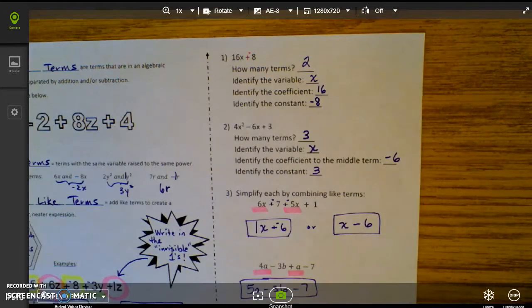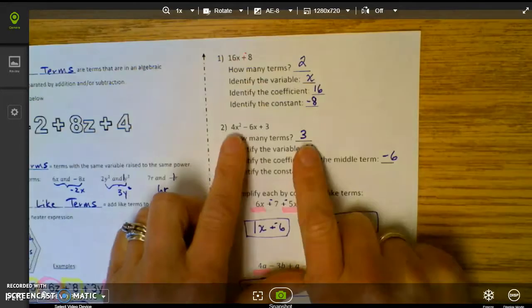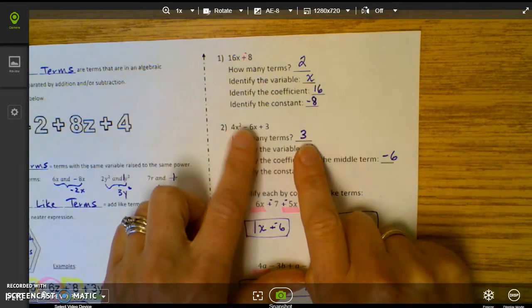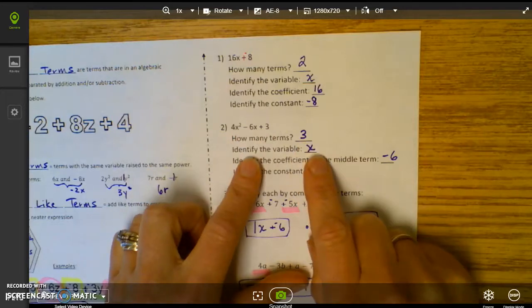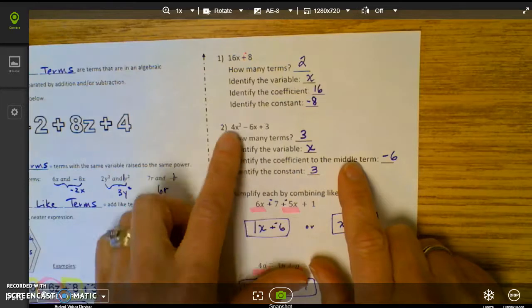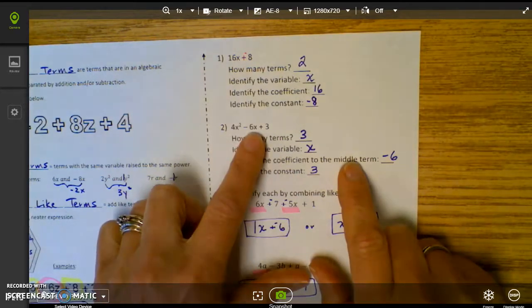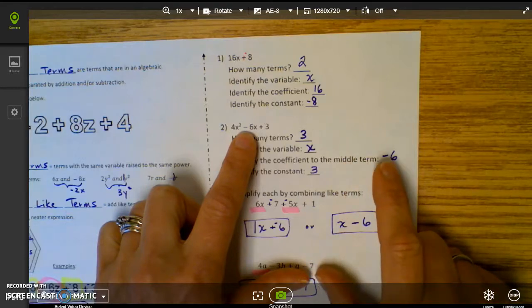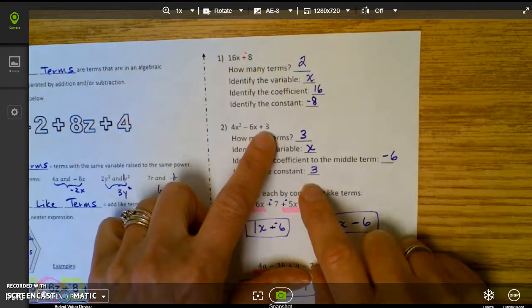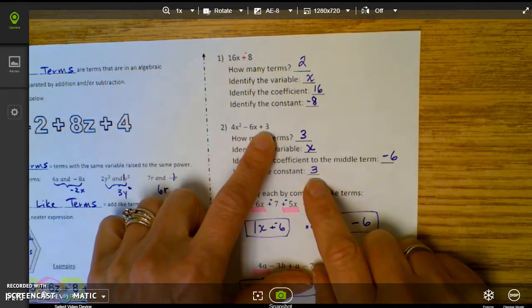Okay, welcome back. Time to check your answers. For question 2, you should have said there are 3 separate terms that are being connected with the plus and minus signs. The variable, again, is x. The coefficient to the middle term, if you look carefully, your middle term is right here. The coefficient is the number stuck to your variable, so that's why I grabbed the negative 6. And the constant term is this plus 3 at the end of the expression.